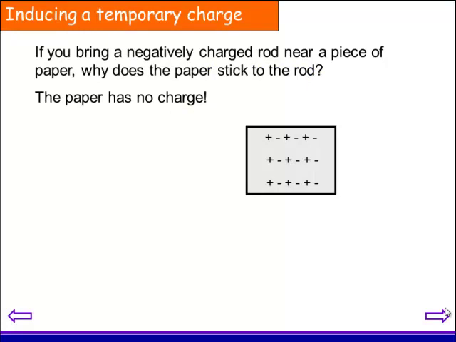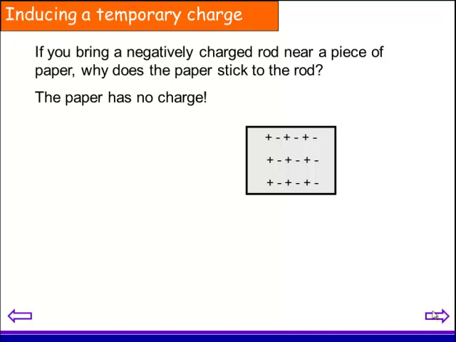You might notice that if you bring a negatively charged rod to a piece of paper, the piece of paper will stick to the end of the rod. Yet you should recognize the paper has no charge, it's just a piece of paper. It would normally be neutral. So what's happening here is you're inducing a temporary charge.